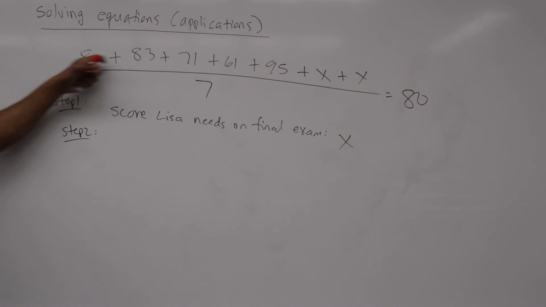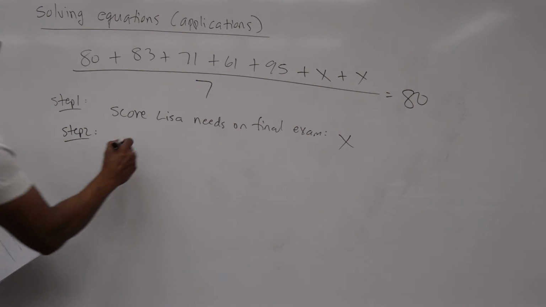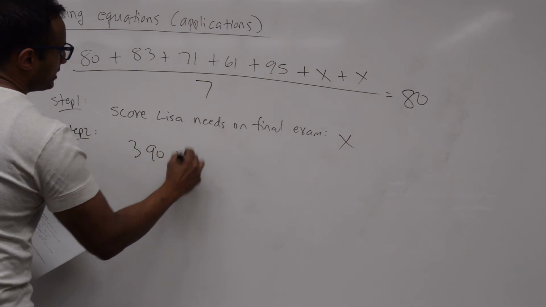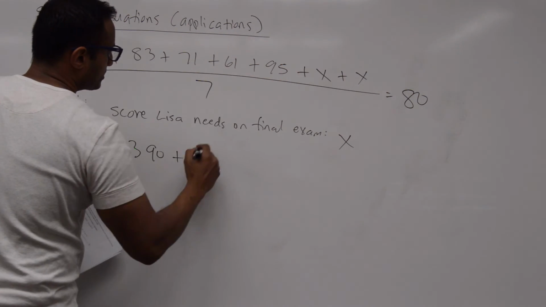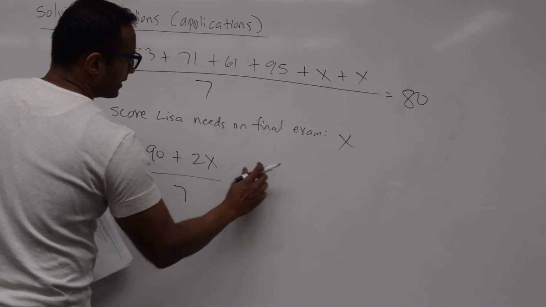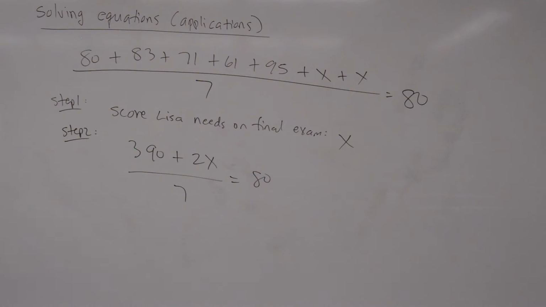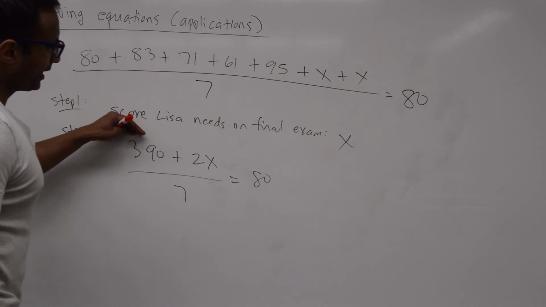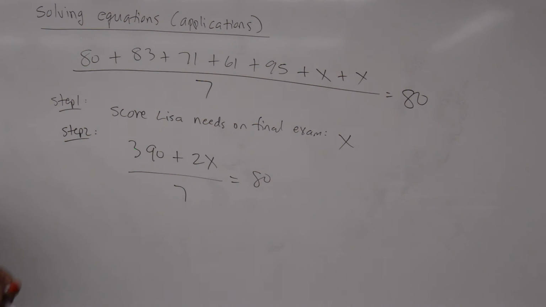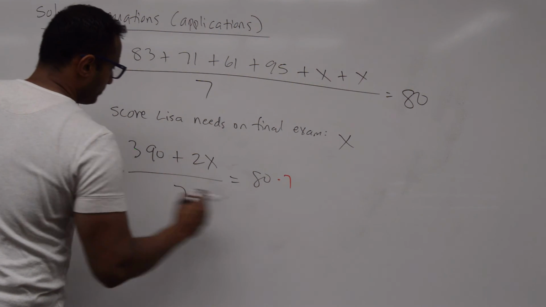So let's first add up all the constants. If you add 80 plus 83 plus 71 plus 61 plus 95, it's going to give you 390. If you add X plus X, it's going to give you 2X. All of that divided by 7, and that's going to equal 80. Okay, now what's happening? The 390 plus 2X is being divided by 7. So to get rid of the 7, we're going to multiply it to both sides.